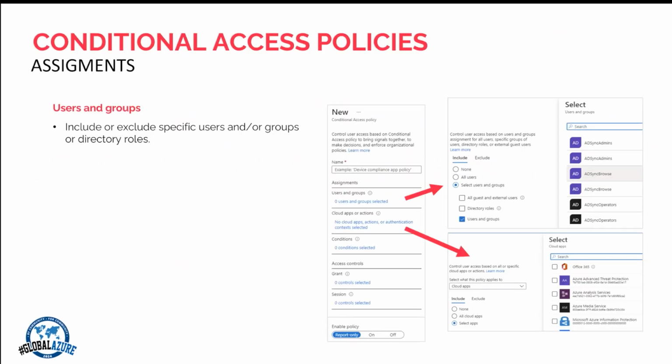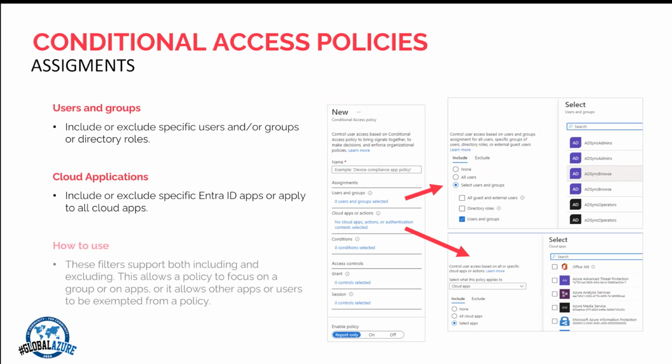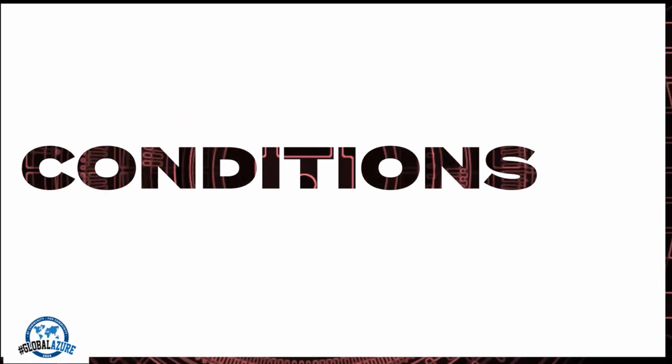From an assignments perspective, you would see there are a few different types of assignment. You've got your users and groups. You've got your directory roles, such as Teams administrator, as a good example. And then lastly, you've also got users and groups where you probably want to implement.